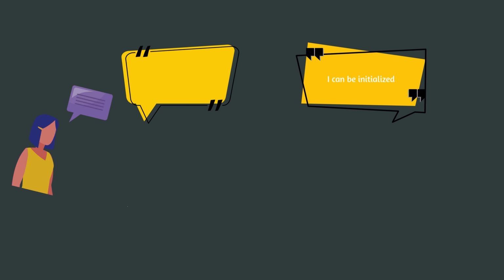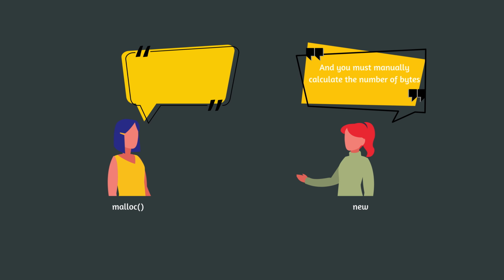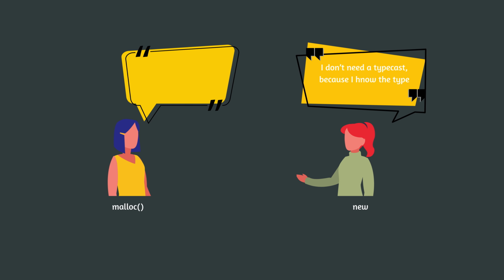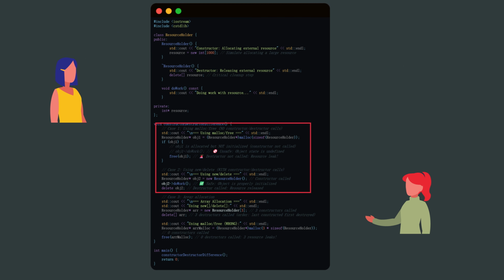Second, memory allocated by malloc is not initialized, whereas memory allocated by new can be initialized, though built-in types with new are not automatically initialized. Third, when using malloc, you must manually calculate the number of bytes to allocate. With new, you just specify the type. Also, malloc returns a void pointer, which needs a typecast, but new doesn't because it includes the type. On allocation failure, malloc returns a null pointer, while new throws an exception. For user-defined types, new and delete call the constructor and destructor, while malloc and free do not.